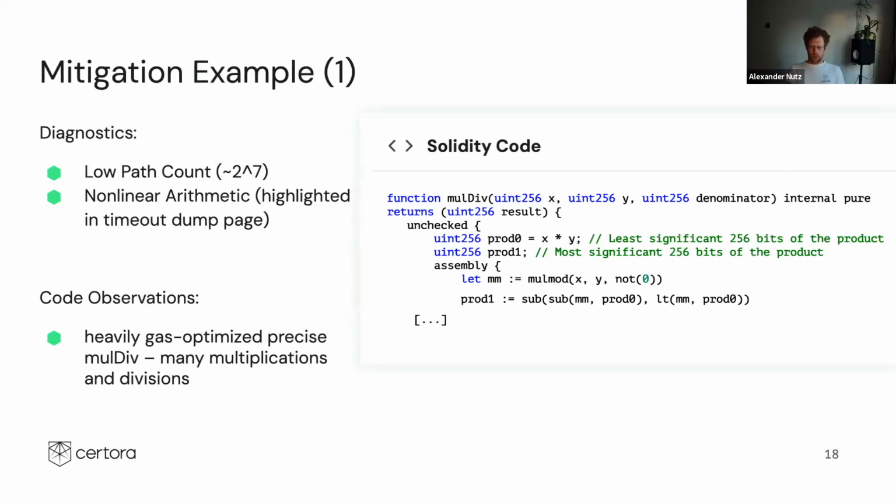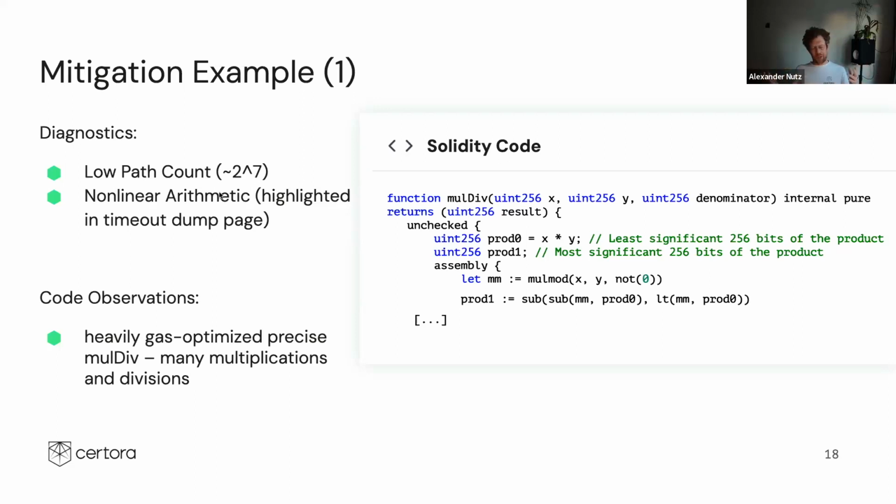Okay, so now I'm entering into the part with the case studies. This is actually the first one, the example I just showed you, right? We had this muldiff function, very long, pretty hard. And okay, that's not 2 to the 7, it's 2 to the 27, sorry about that. But the path count didn't seem to be the issue.